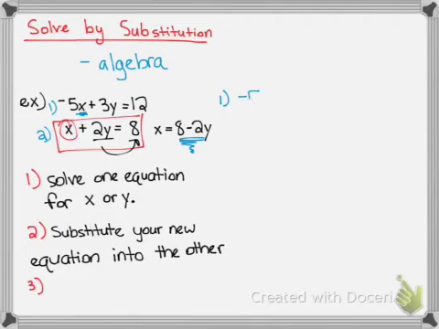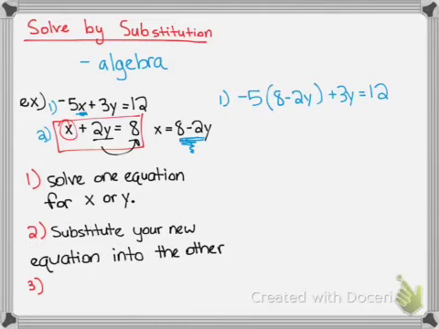So we have -5 parenthesis, this is where our x is, 8 minus 2y, plus 3y equals 12. Okay, and now we can work this equation down, and now we only have one variable, so we can go ahead and solve for y.